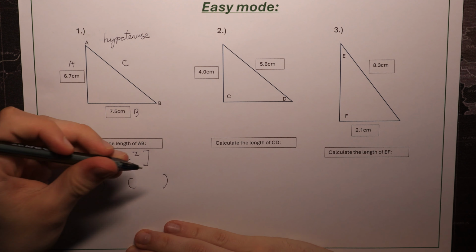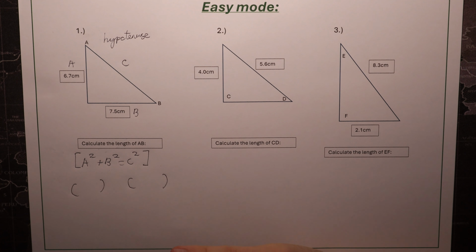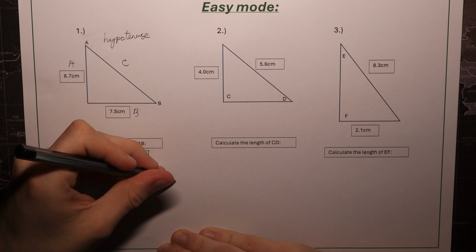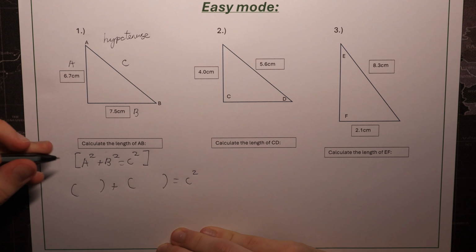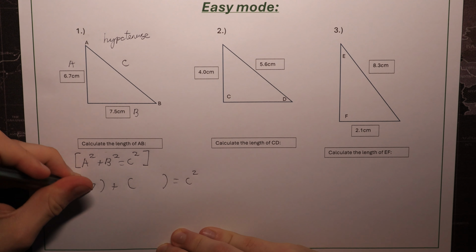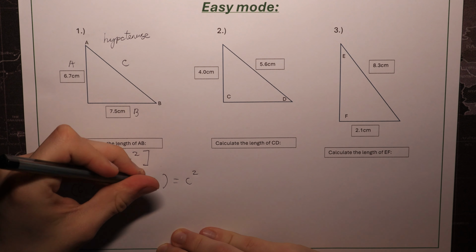Why do we use brackets? Because sometimes, this is a calculator type of question, calculators sometimes make mistakes. In turn they do their order of operations wrong. So we can prevent that by just using brackets. Let's put an add sign here, and obviously this will equal C squared. So what we do is 6.7 squared, add 7.5 squared.